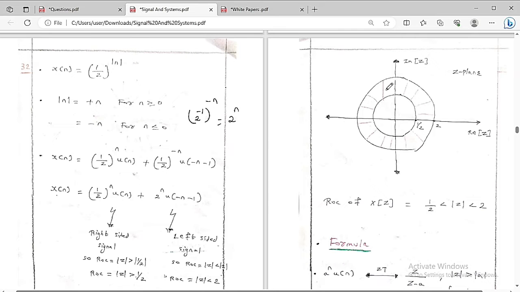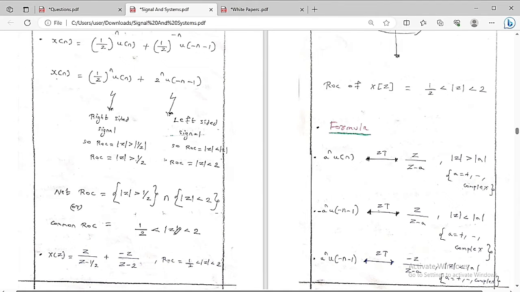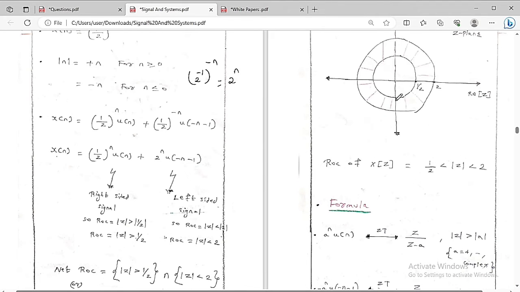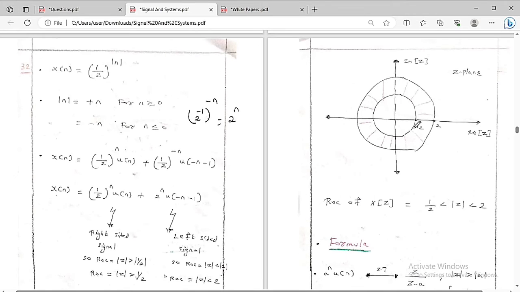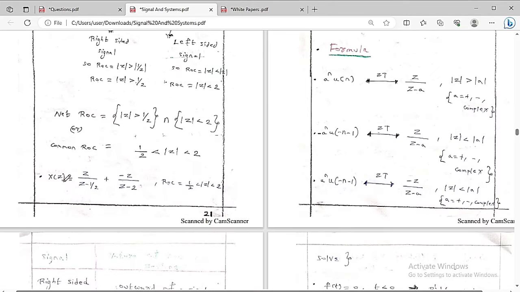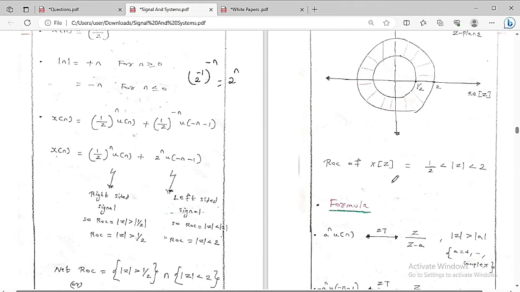Only for each and every value of z in this region will you get a finite value. So this X of z is defined only for this range of z. Only for these values of z in this region are we going to get a finite value. That is called the ROC. If you substitute any value in this region of ROC, we get a finite value, which is the reason it is called the ROC. Therefore the ROC of X of z is half less than mod z less than 3.